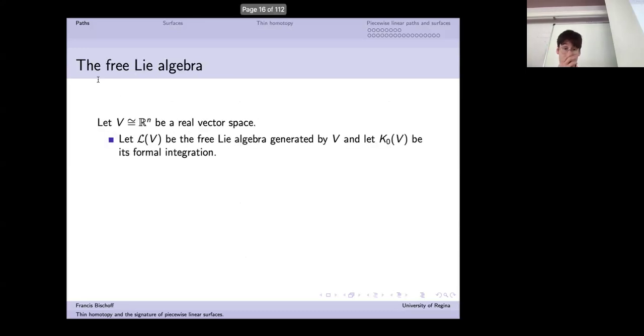Okay, so now I'm going to recall a second fundamental thing that you can construct using a vector space, which is the free Lie algebra. I'm calling it LV. It's the free Lie algebra generated by V, and I'm denoting by K0V its formal integration.